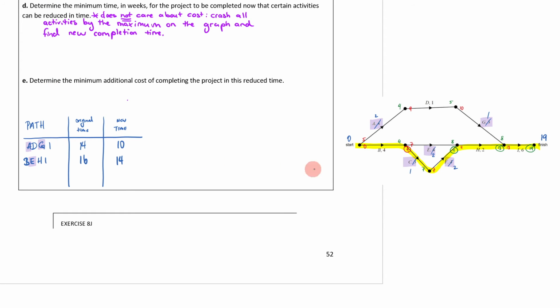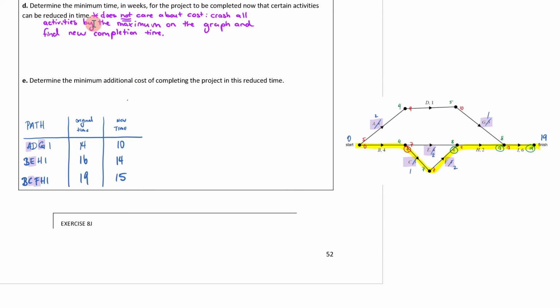The next one that we've got would be B, C, F, H, and I. That's going to be 4 plus 3 is 7, plus 4 is 11, plus 2 is 13, 13 plus 6 is 19. Now for this one, I've got both C and F, so I can reduce it by 4. That means it can be reduced down to 15.